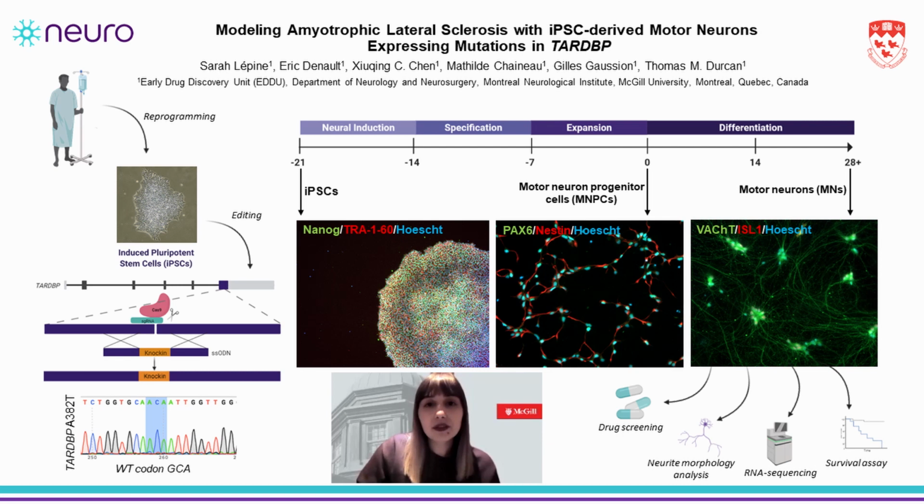And we will use this model to dissect the molecular and cellular effects of these mutations in motor neurons, which we hope will aid in identifying new therapeutic targets for ALS.